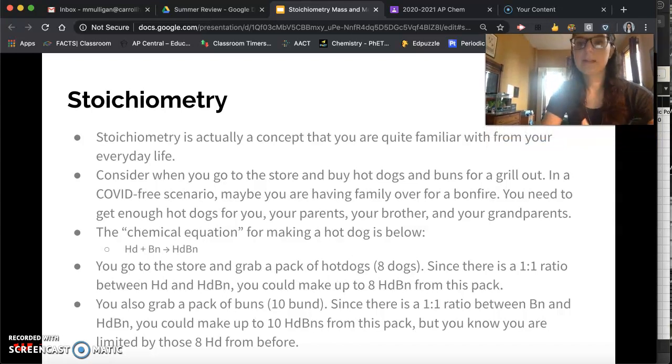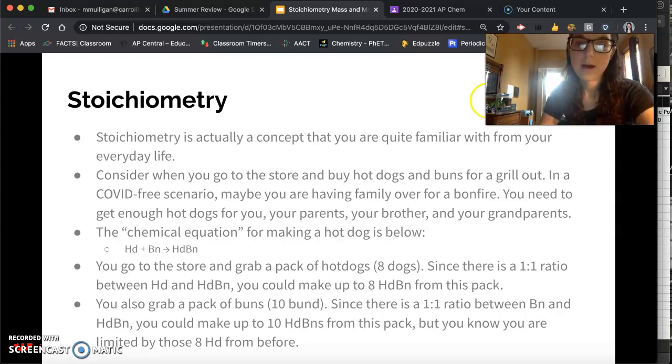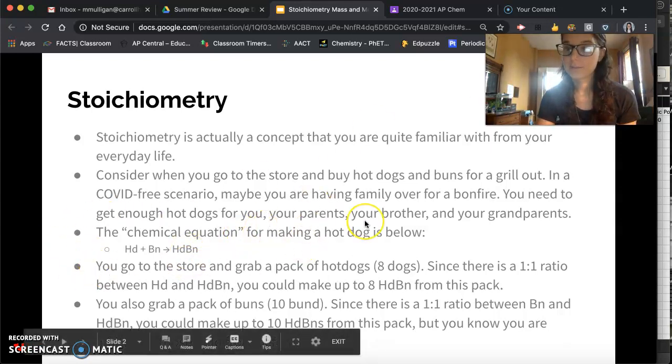In our everyday life, we use stoichiometry, especially, I like to think, when baking. Consider when you have a bonfire with your family in a COVID-free scenario. Maybe you are having family over and you are going to grill hot dogs with a bonfire. To make a hot dog, you need one hot dog and one hot dog bun to make your hot dog bun complex. It's kind of like a combination reaction. So this is the chemical equation or recipe for making a hot dog.